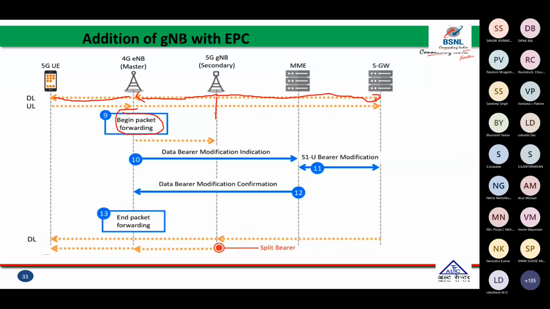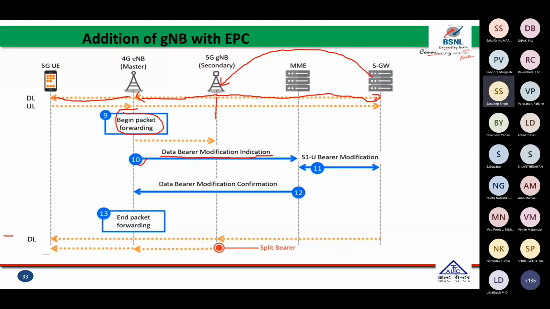SCG bearer. How does the concept work? First, you have to connect the serving gateway to the 5G node B. How do they connect? Previously, the serving gateway was connected with the 4G node B. If data wants to move to the secondary node B, the connection should be there between the serving gateway and the 5G gNodeB, for which the 4G eNodeB sends the data bearer modification indication. Right? Data bearer modification indication.